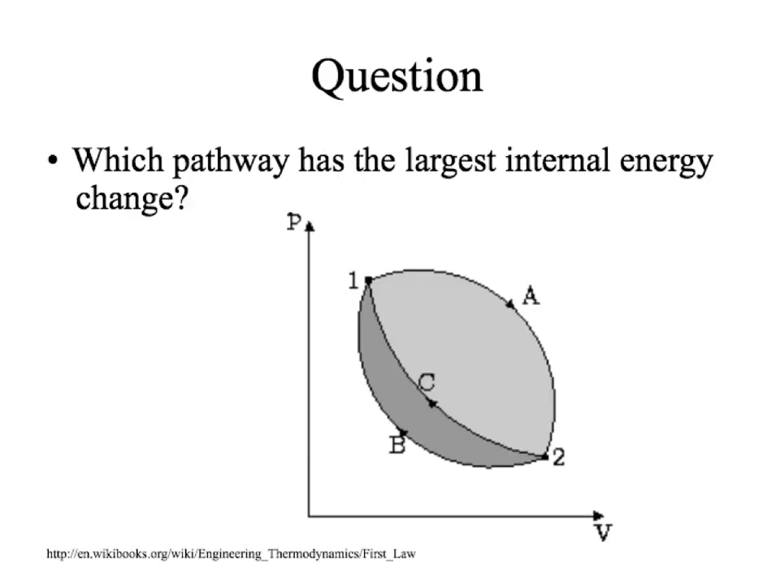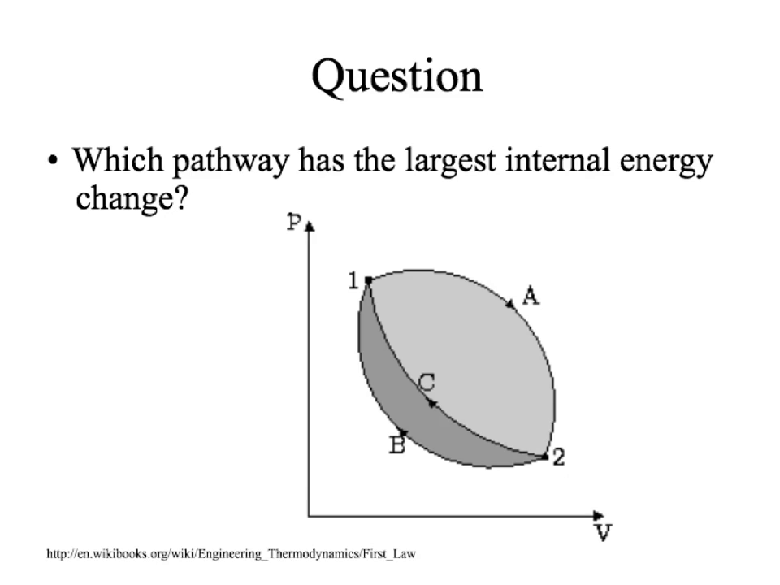So here's a quiz, or a little question. If I have a system at state 1, and I want to go to state 2, with pressure on the y-axis and volume on the x-axis, I can go 3 different ways according to this graph. I can go A, B, or C. And the question is, which one has the largest change in internal energy?